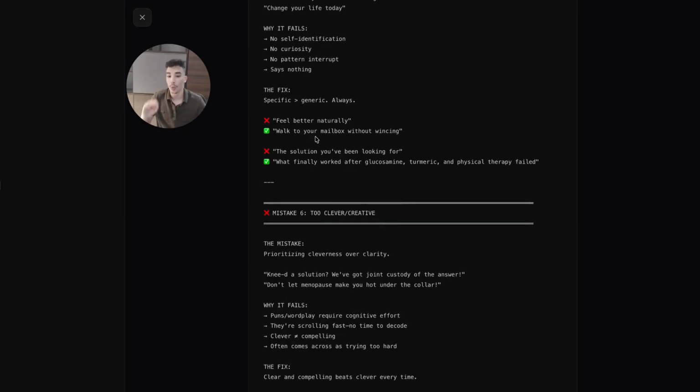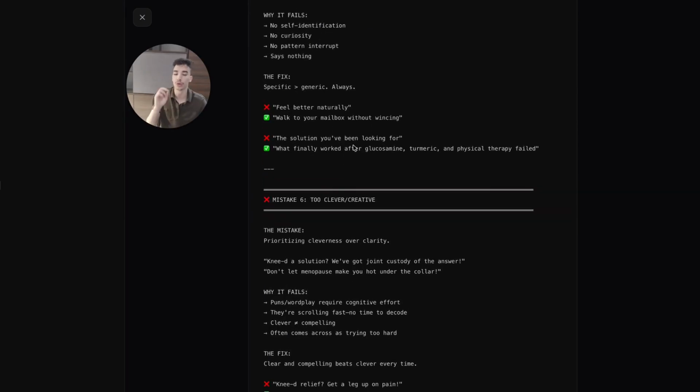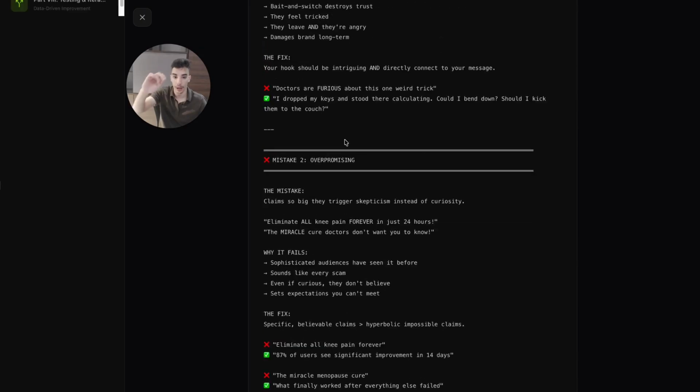"Feel better naturally" becomes "Walk to your mailbox without wincing." "The solution you have been looking for" becomes "What finally worked after glucosamine, ceramics, and physical therapy failed." This is for solution-aware people, people that already tried other products, and you want to emphasize where your solution is working. You start with something like that.